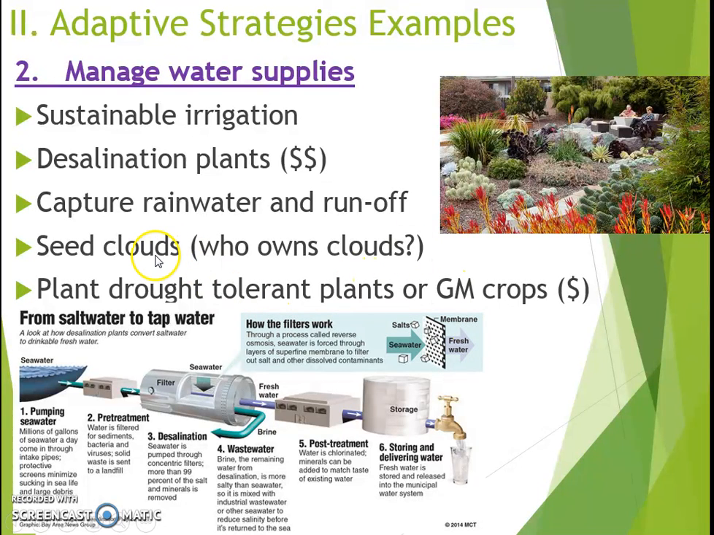We could seed clouds, which is taking the water out of a cloud, but who owns a cloud? And if I take water from a cloud in one place, does that mean it's not going to rain in another place? I could be careful in places like California. They're planting drought resistant plants. This is called xeriscaping. Instead of planting a regular green lawn, they don't even plant a lawn. They plant things that don't even need watering. Or we could plant genetically modified crops, which would be expensive, that don't need water either. Both things are more likely to happen in an MEDC where they have more money and more technology.